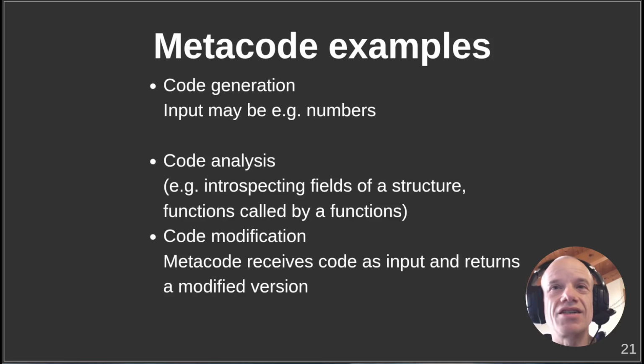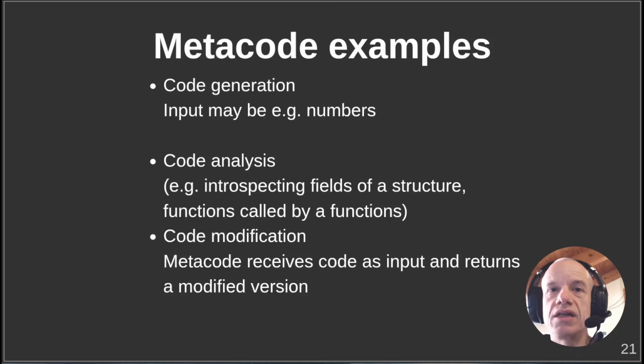And in the general case, we have code modification. So we get code as input and we return code as output, maybe after transformation. We added something, we removed something in the process.